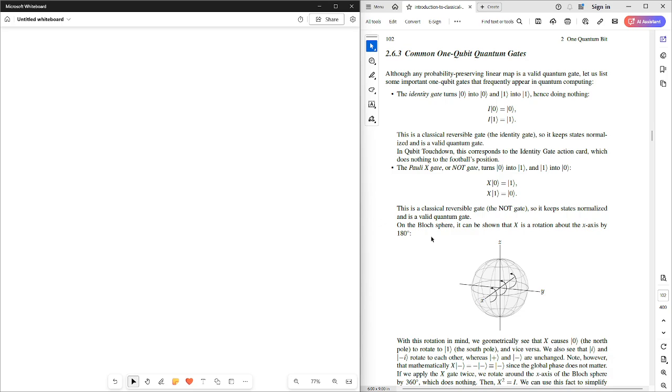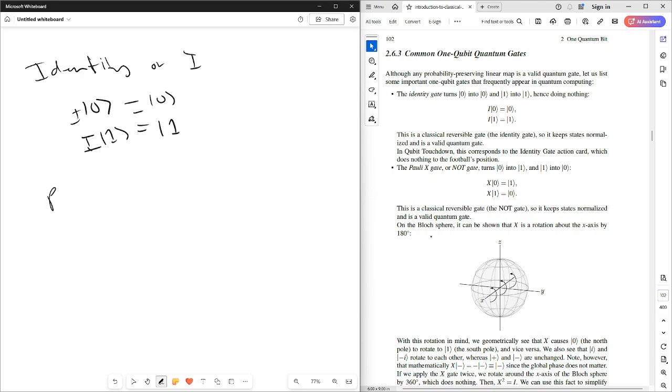All right, common 1-qubit quantum gates. The identity, or I gate, preserves the state. So 0 just returns the same thing, basically. The Pauli X gate, or the NOT gate, turns a state of 0 into a state of 1, and vice versa.